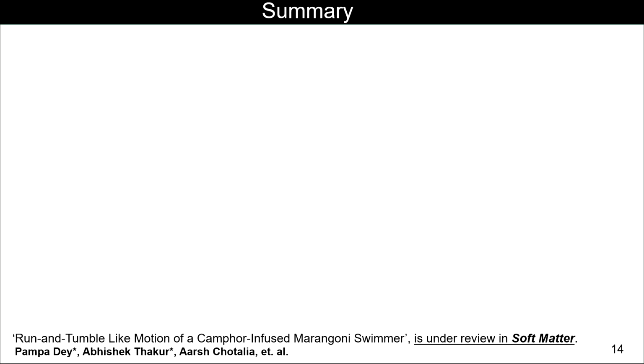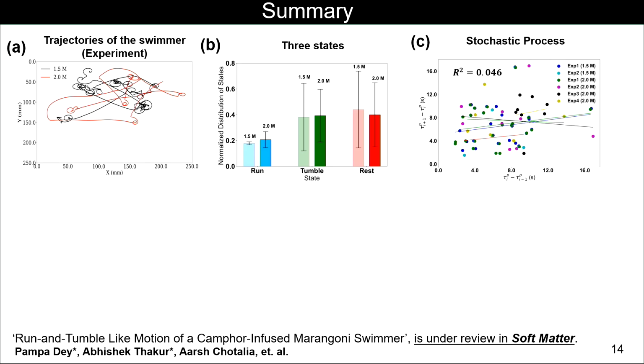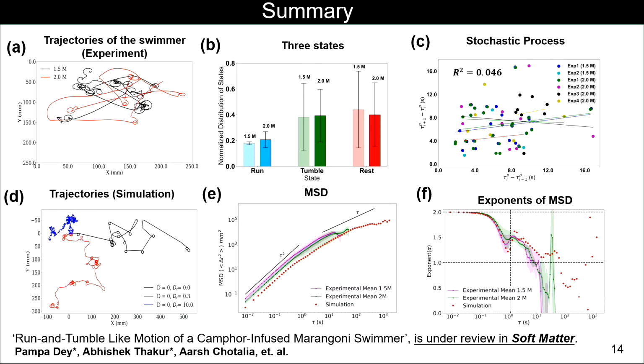So in summary, this is our experimental trajectory where we have observed a three-state stochastic system. Then we proposed a simple toy model, and here is the mean square displacement plot which shows the different time scale behavior. This motion is clear if the simulation time scale for the rotational diffusion is less than the tumble time scale. So that's it. Thank you so much.